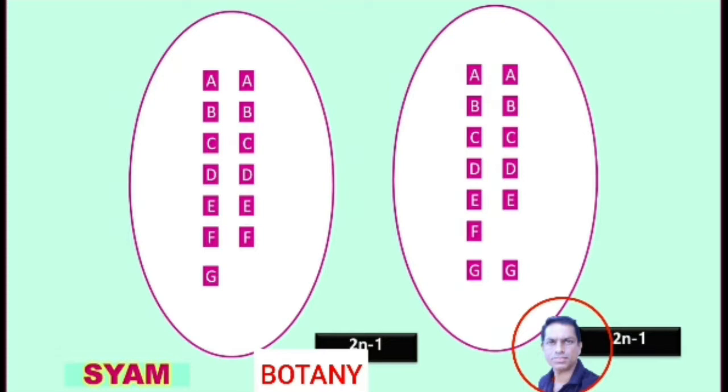That means in the formation of gametes, one genome's chromosomes enter one gamete, so that gamete is normal, and the other genome's chromosomes enter another gamete. But in the second genome, one chromosome is lost, so an n minus 1 gamete is formed. In plants, they do not survive. However, in animals, they lead to genetic imbalance.